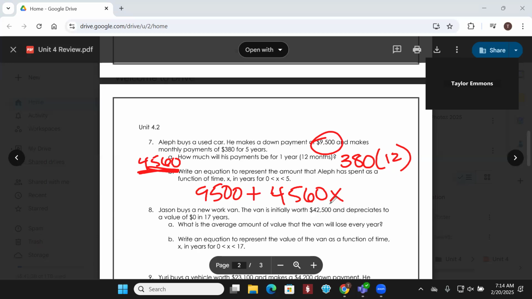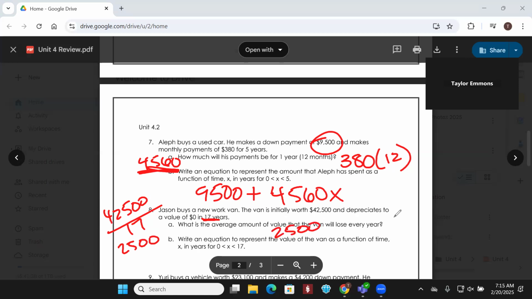All right, on number 8, it says, what's the average amount of value that the van will lose every year? This is the depreciation one. This is the one that you divide. So you're going to take 42,500 and divide it by that 17 years. 42,500 divided by 17 is going to give me 2,500. So every year it's going to go down by 2,500.